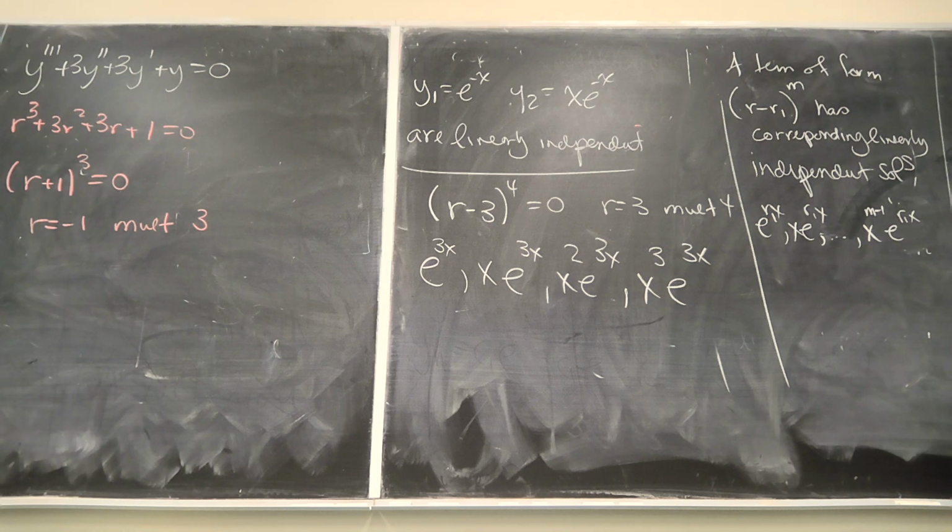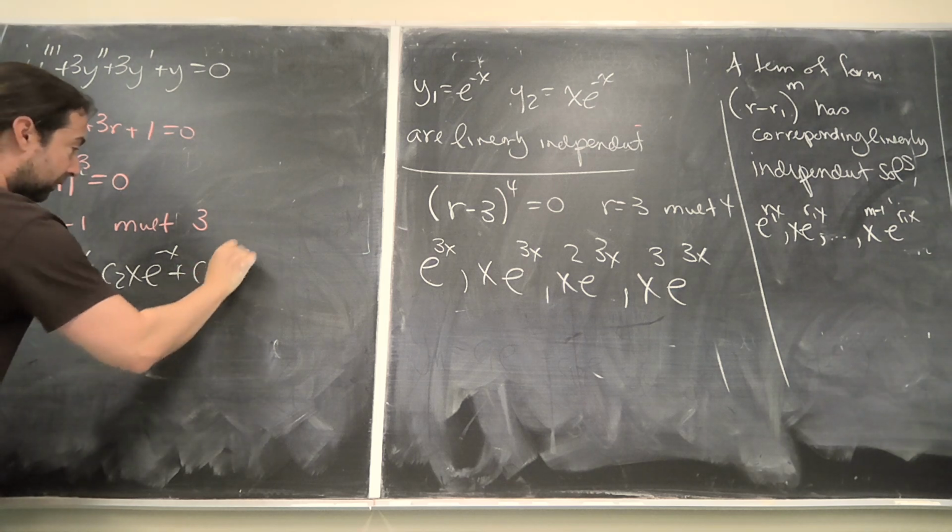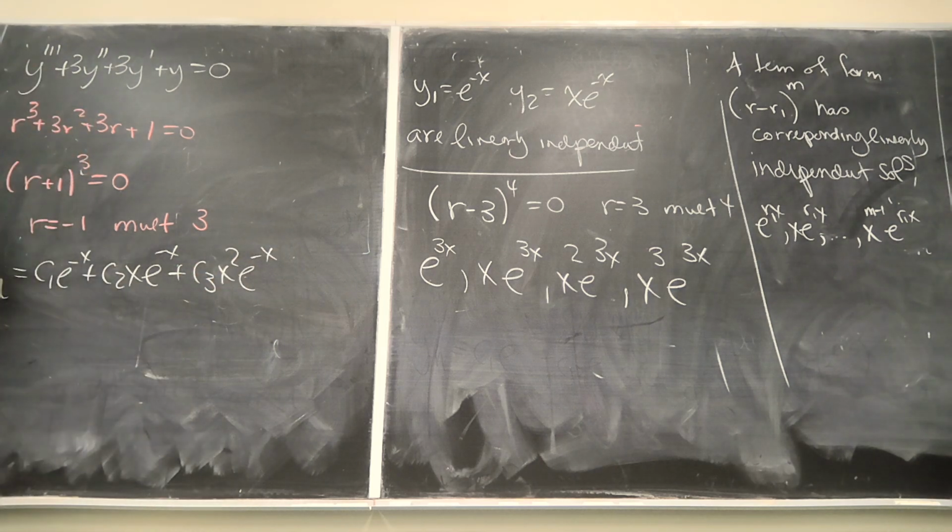And hence, what I want you to be able to do is just look at that and write down that the homogeneous solution is C1 e to the minus x plus C2 x e to the minus x plus C3 x squared e to the minus x. So what are you expected to do in practice? If I don't ask you to derive something, all I'm asking you to do is take the equation, write down the auxiliary polynomial, factor it, and then know how to structure the solutions.